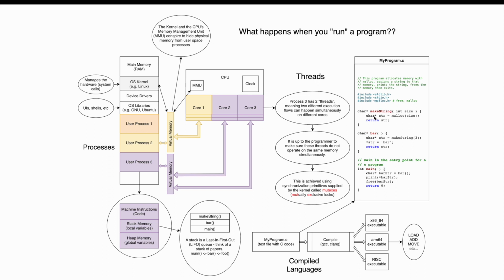Like when bar calls make string, a new frame is allocated on the stack, and that frame is going to be a certain size. In that frame are going to be some bookkeeping things about the return addresses, of where the return value should be stored, but it's also going to contain all of the variables that are allocated in this function. And then when we return from make string, this frame at the top of the stack is going to get popped off.